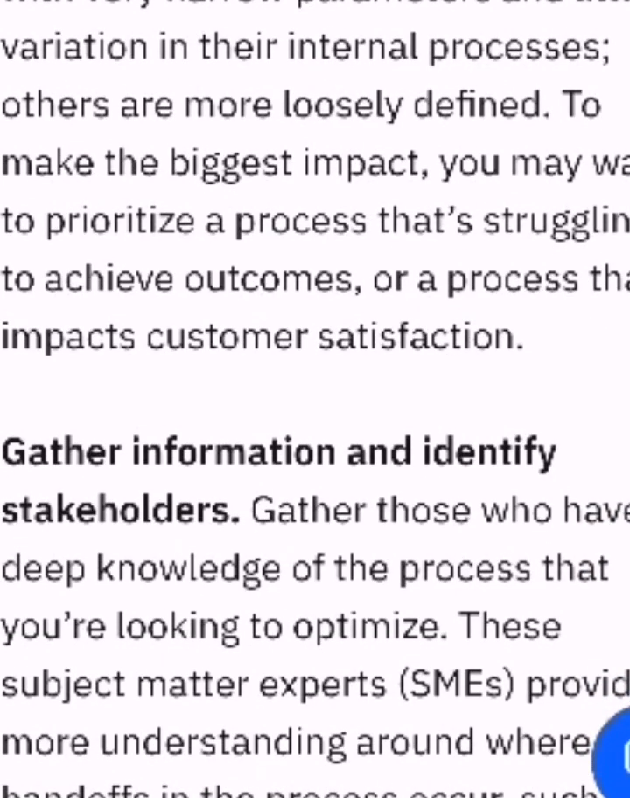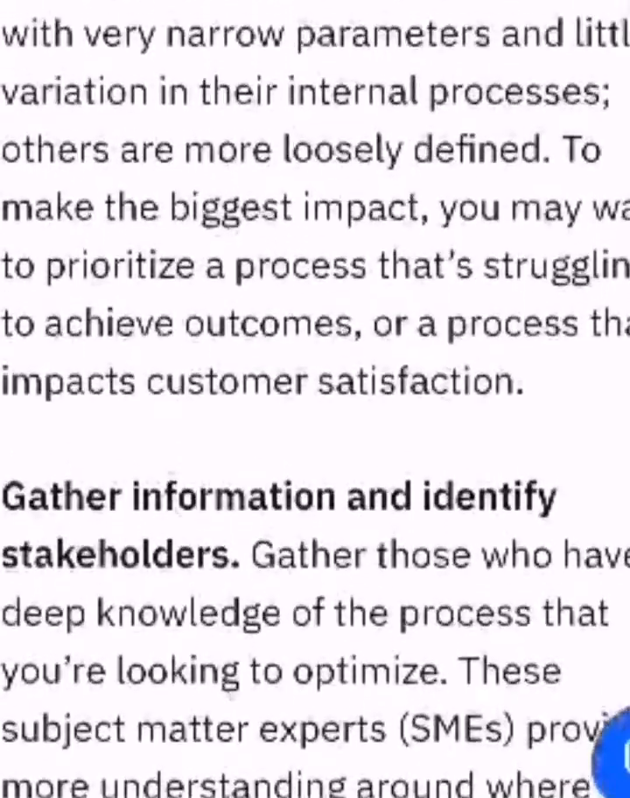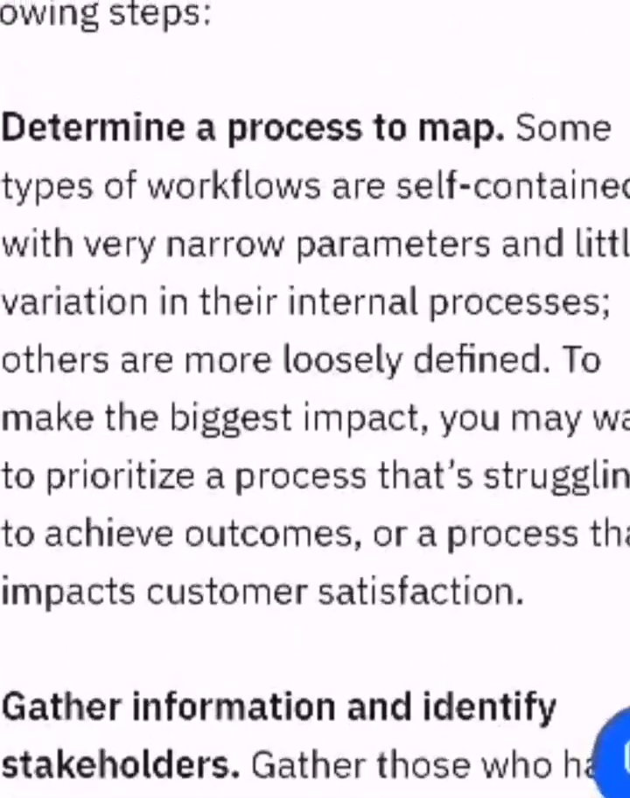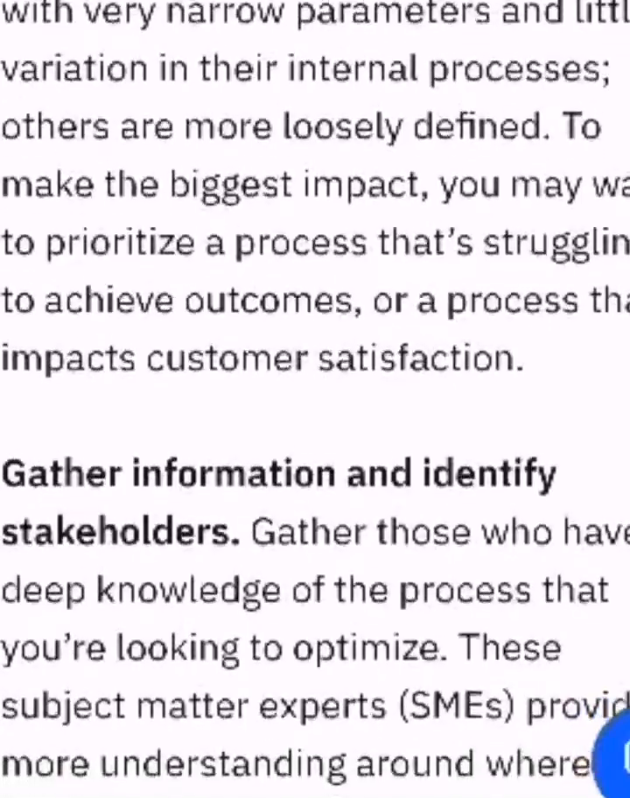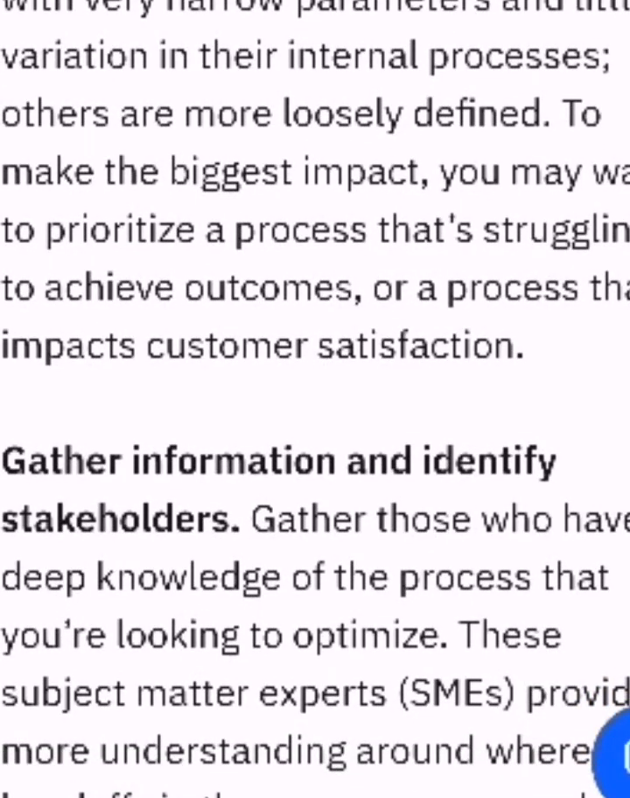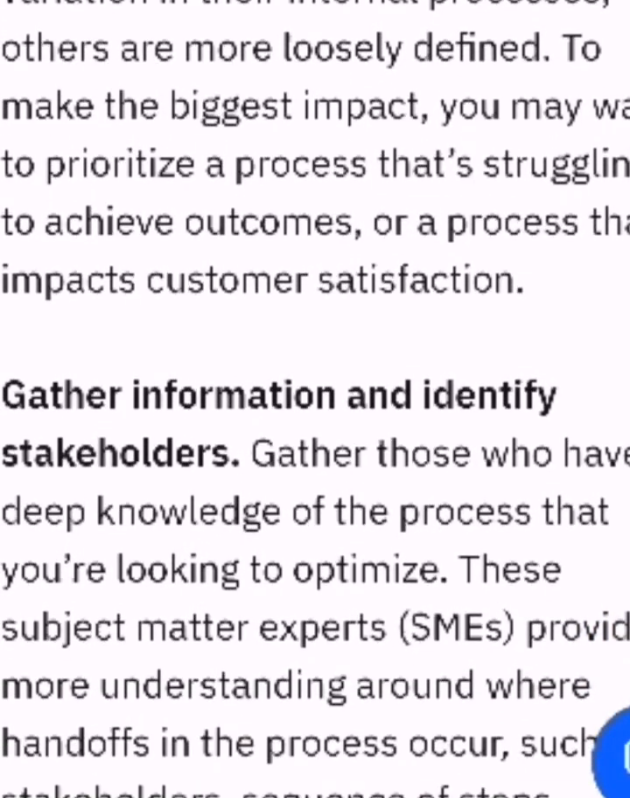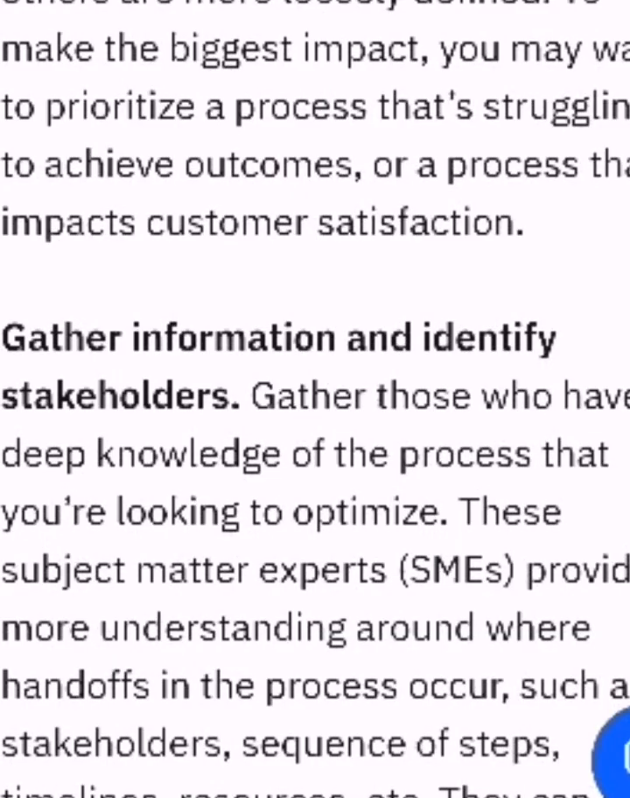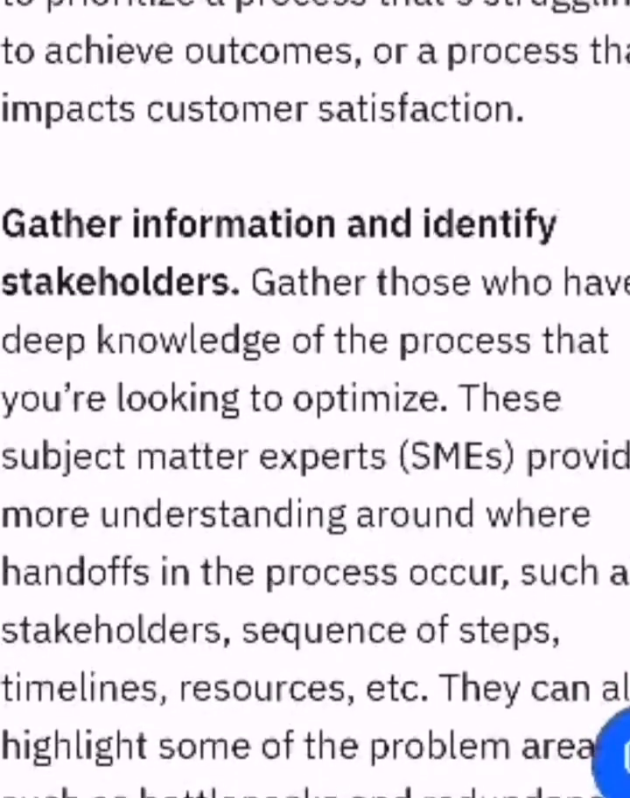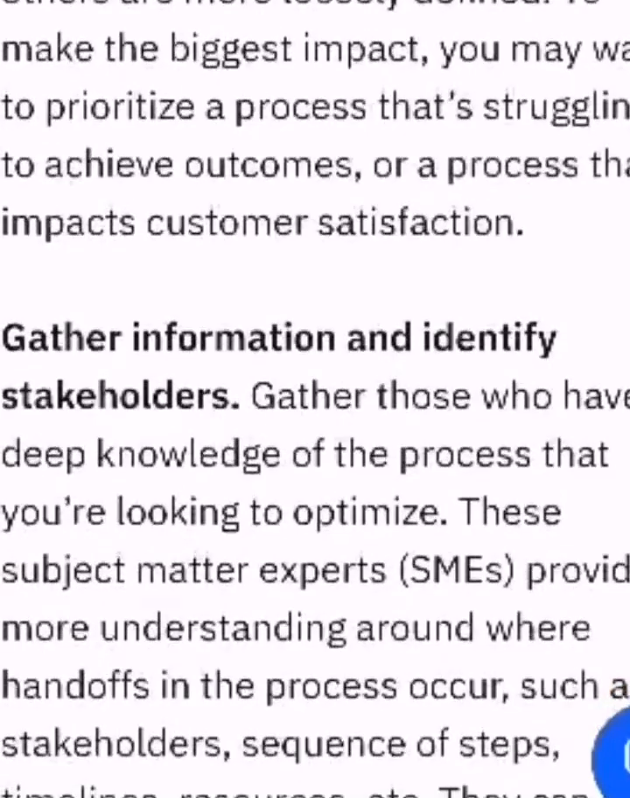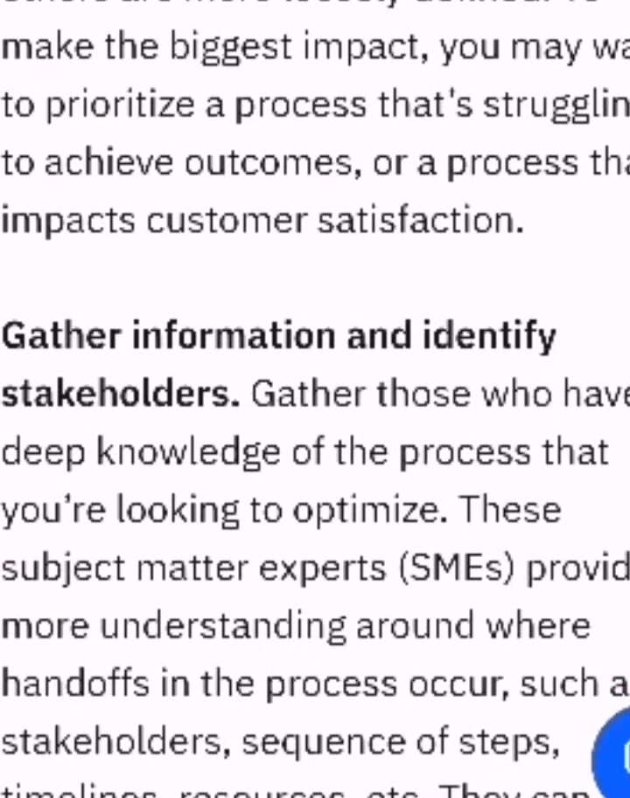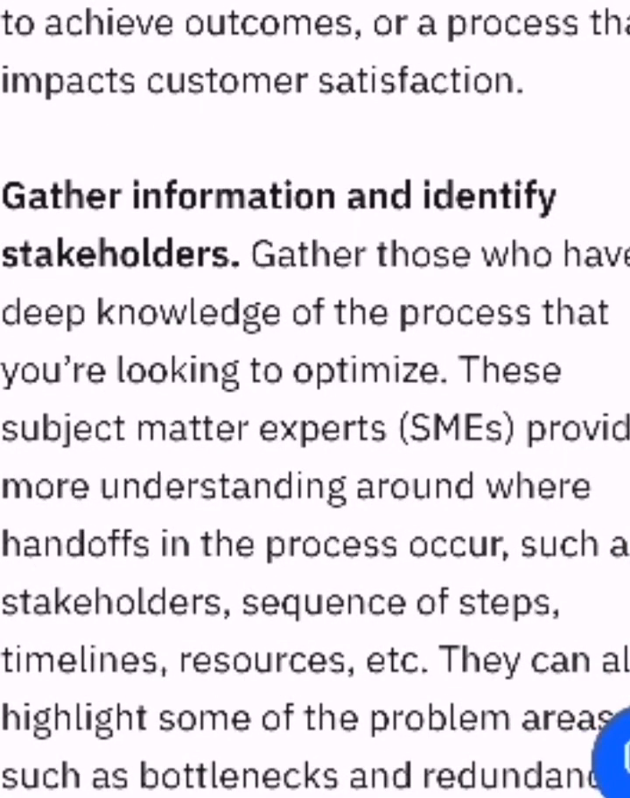Number 1. Determine a process to map. Some types of workflow are self-contained, with very narrow parameters and little variation in their internal processes. Others are more loosely defined. To make the biggest impact, you may want to prioritize a process that is struggling to achieve its outcomes or a process that impacts customer satisfaction.